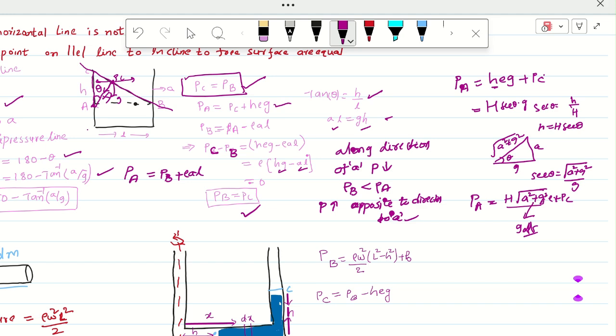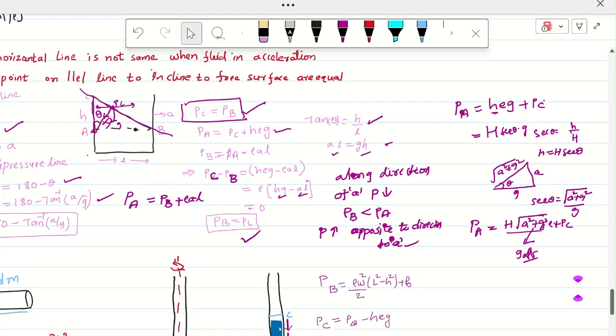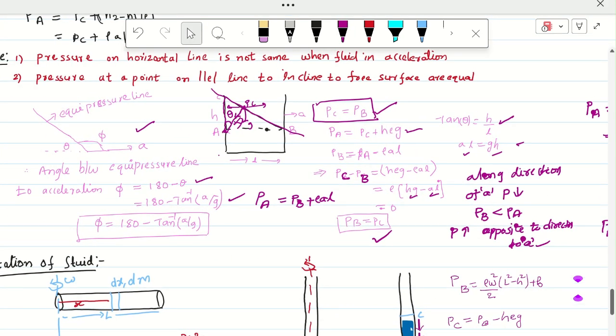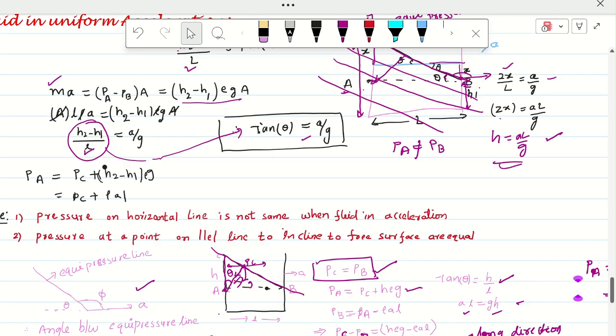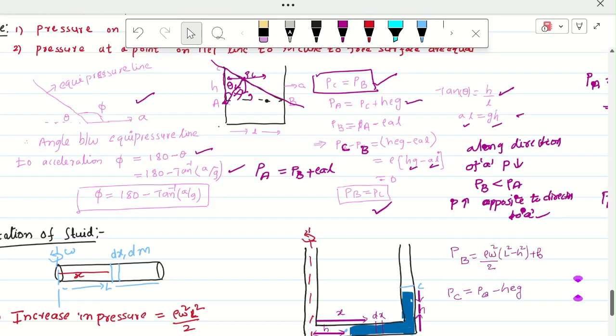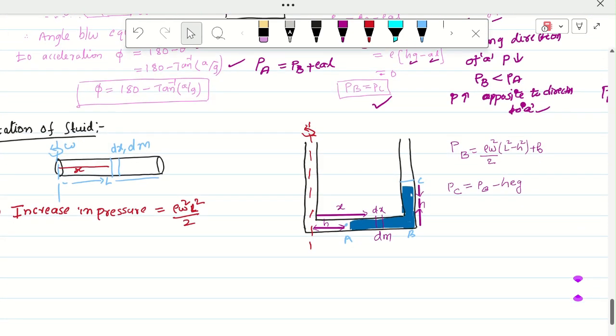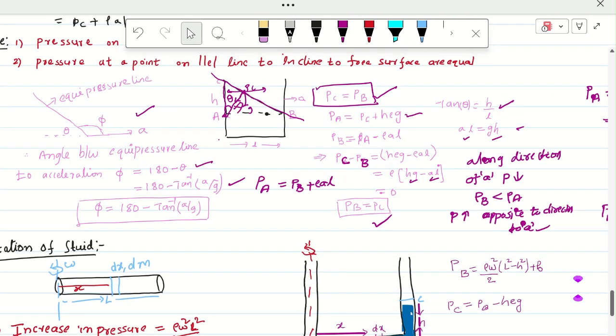PA is equal to H into PC plus H rho G. So that means the pressure at a point is given by the perpendicular distance from the free surface. So this is the formula. Perpendicular distance is capital H, and theta is given as tan inverse A by G, you can apply, otherwise tan theta equal to A by G. Tan theta is equal to this formula, 2H is equal to AL by G, also you can say, like that. So this is related to accelerating fluid.